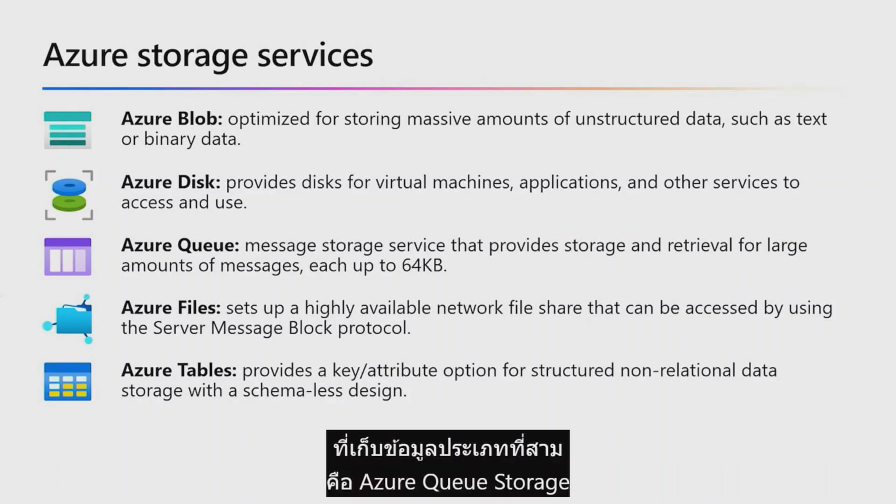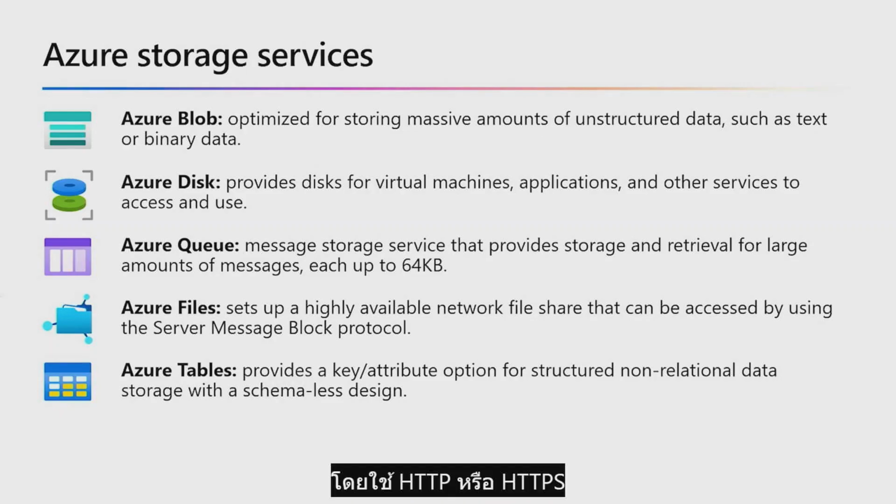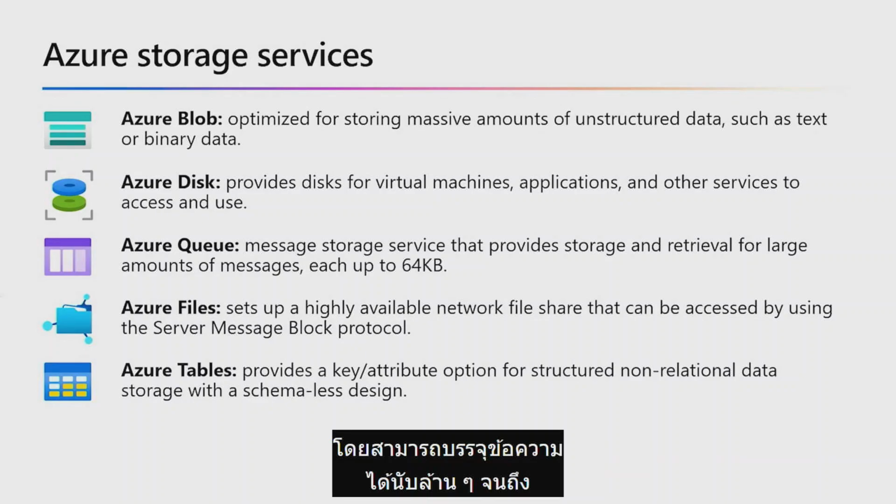The third type of storage is Azure Queue Storage. It's a service for storing large numbers of messages. You access messages from anywhere in the world via authenticated calls using HTTP or HTTPS. A queue may contain millions of messages, up to the total capacity limit of a storage account. Queues are commonly used to create a backlog of work to process asynchronously.